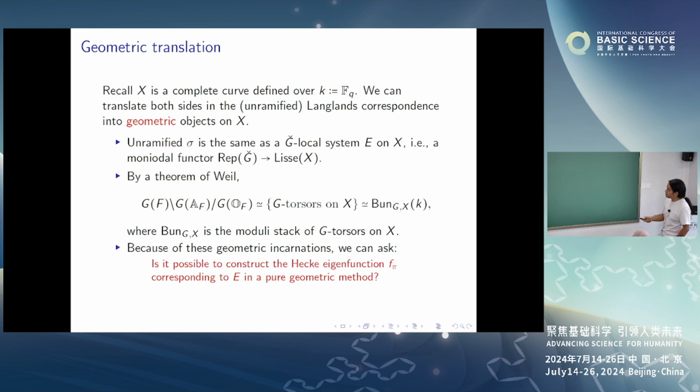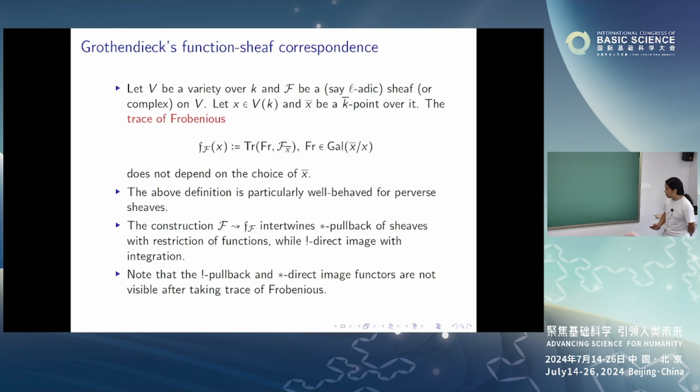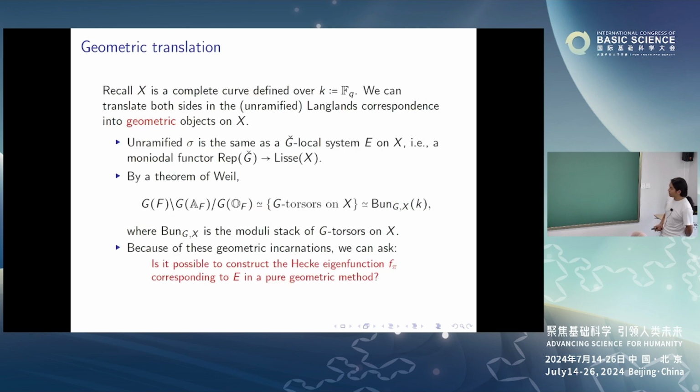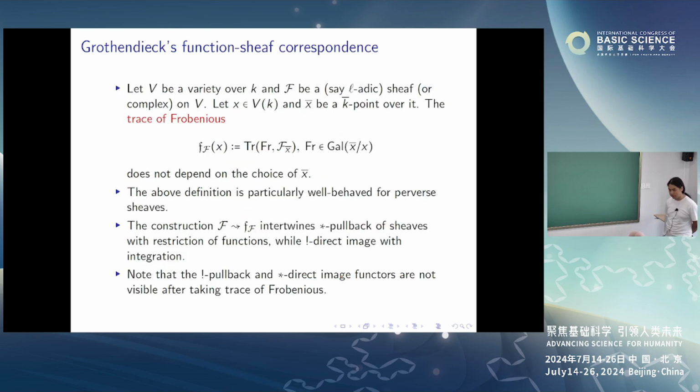As we have just seen, both the Galois set and the automorphic set have geometric translations. So therefore, we have this natural question. We want to ask, is it possible to do this Langlands correspondence, in other words, construct the Hecke eigenfunctions, completely by geometric methods? This was indeed the question asked by Drinfeld in the early 1980s, and he proposed a way to do this, which is to use Grothendieck's function-sheaf correspondence.